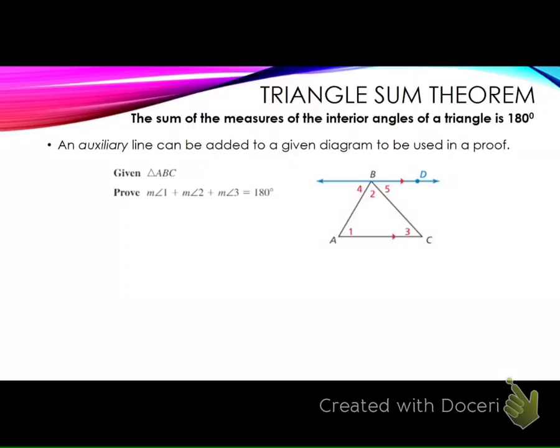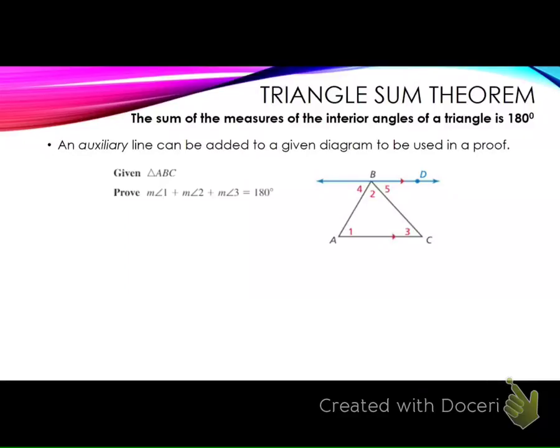An auxiliary line can be added to a diagram to be used in a proof. So this here is an auxiliary line. Do you see this line here? If you were just given triangle ABC and you needed extra lines, you are allowed to draw a third line in. Does that make sense? Has everybody got that?